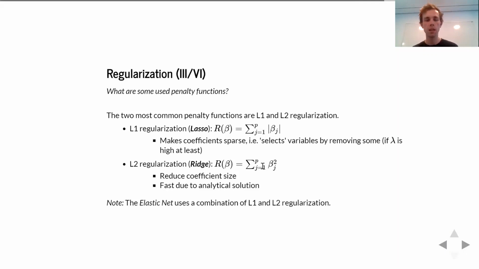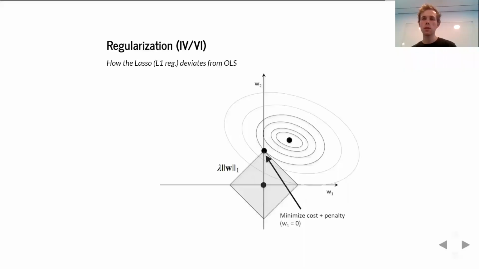And one thing to note, and one thing that I'll also come back to, is that elastic net, that's another type of penalization, simply uses a combination of both L1 regularization and L2 regularization. And this is quite popular in applied work.